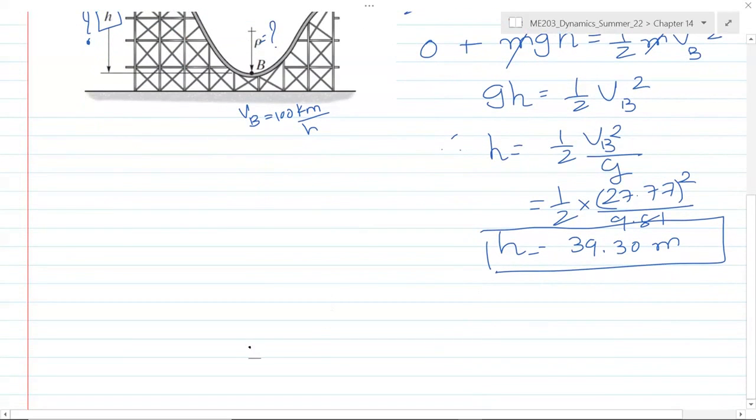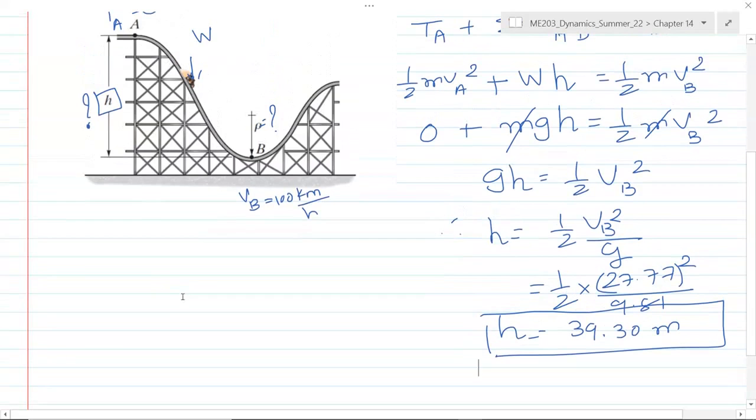Now for the second part, this motion is curvilinear. It's curved motion, so we need to apply the normal-tangent coordinate system at B. Let's draw the normal-tangent coordinate system at B. I'm just drawing point B here, at the bottom of the loop. The coaster car is traveling in this direction, so this is our tangential axis and this is our normal axis.